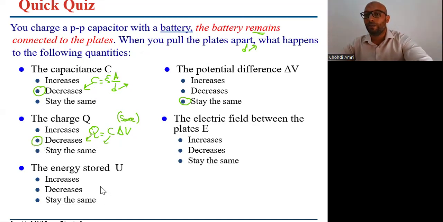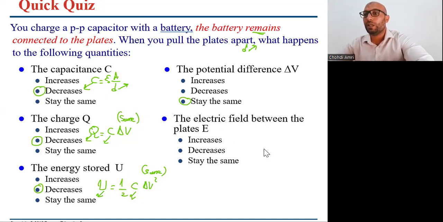Now what happened to the energy? The energy, as a function of delta V, because it stayed the same, is going to be half of C delta V squared, or half Q delta V. So if delta V is the same and the capacitance is decreasing, of course the energy will decrease. Now what happened to the electric field? From the previous equation, the electric field is delta V over D. If delta V is the same and D is increasing, the electric field will decrease as a result. So like that, we are done.